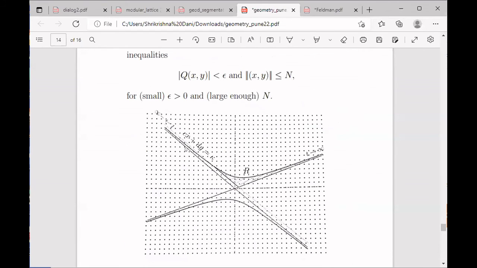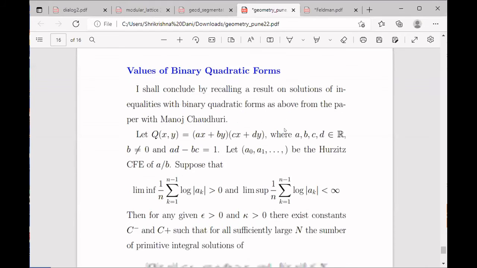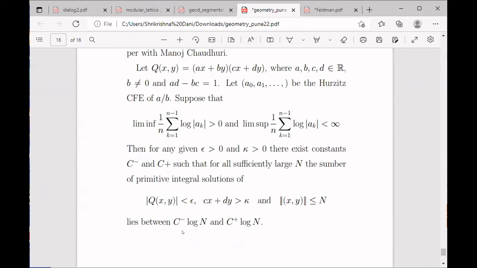So in other words, we want the number of integer points in these tentacles. We can split that part into four tentacles and look at them individually. That's roughly what we are doing. And this number of solutions turns out to be between C minus log n and C plus log n.